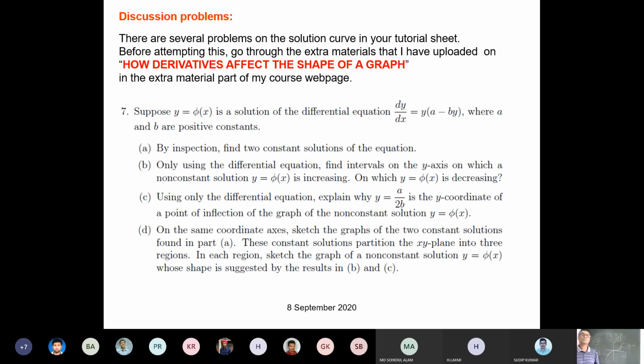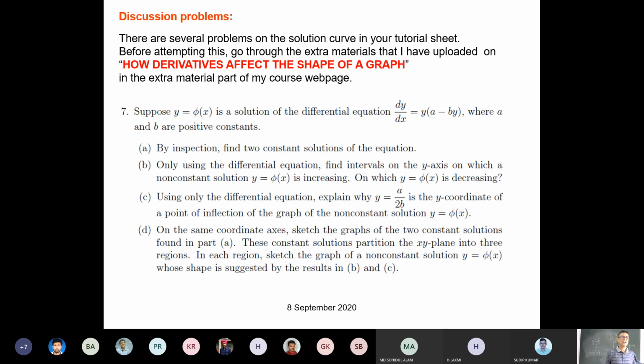Okay, so now let me come to some exercises. In my last class, I told you that I have already uploaded one write-up, not really a write-up, it is a chapter from Stewart's calculus book. It is called How Derivatives Affect the Shape of a Graph. I hope you have already downloaded it. Has anybody already seen it? Okay, at least somebody has opened that PDF file.